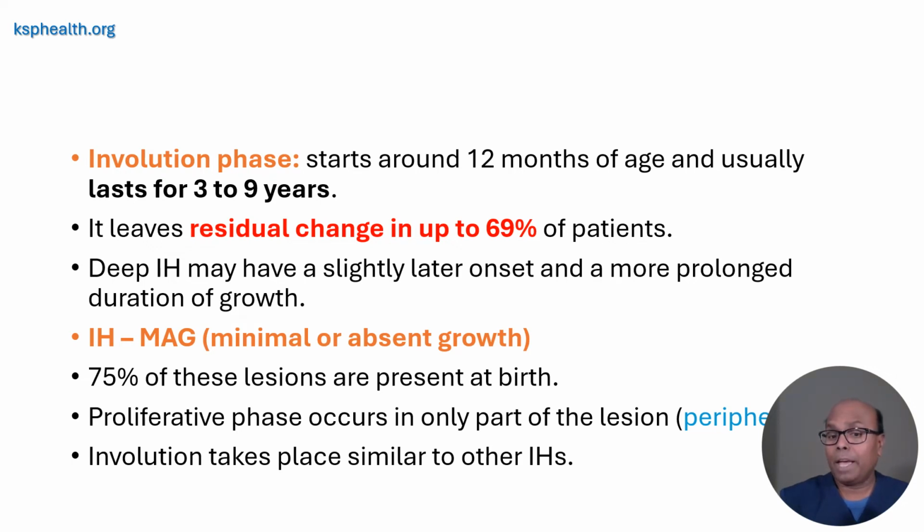Deep hemangioma may have slightly later onset and has more prolonged duration of growth. There's another entity which is very interesting called hemangioma MAD, minimal or absent growth. 75% of these lesions are present at birth. The proliferative phase occurs only in part of the lesion, most of the time in the peripheral part of the lesion. The involution takes place similar to other hemangiomas.